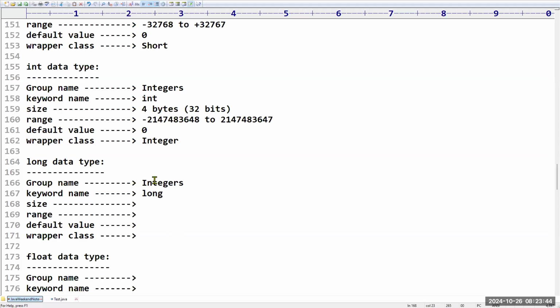So group name is integers. What is the keyword name? Long. What about the size? Sir, it is going to occupy 8 bytes. 8 bytes means what? 64 bits.